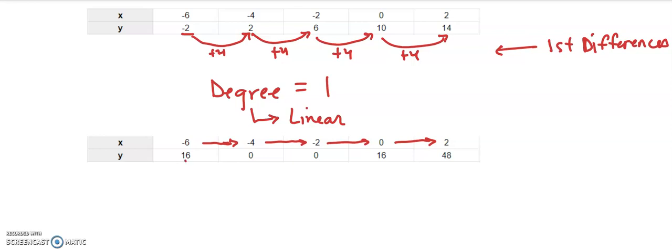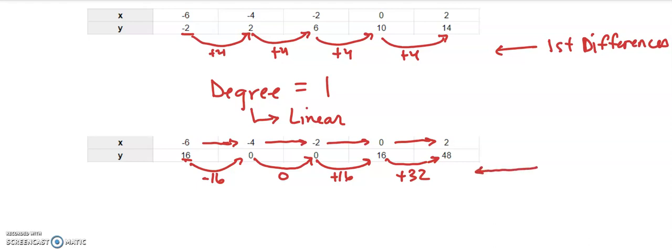I'm going to look at this number right here. I start with a 16, and it looks like I go down to 0, so that would be a -16 change in y. From 0 to 0, that's nice and easy. We don't change, so that's just a 0. From 0 to 16, I have to add 16 to get my next term, and then to get from 16 to 48, I'm going to add 32. So what we see when we analyze the change in these output values, my first differences are not constant. And what that means is this is not a linear function.